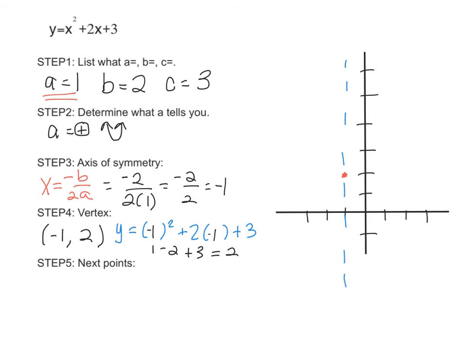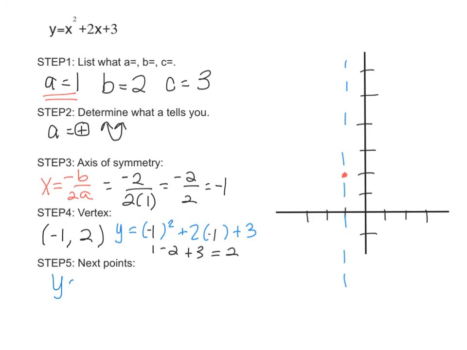We know that my graph needs to have half of the parabola on the left side and half of the parabola on the right side. So in order to do that, I need to pick a point that's either just to the left of the axis of symmetry or just to the right of the axis of symmetry. So that means I'm either picking negative 2 or 0 to plug back into my equation. In this case, I'm going to choose 0. I think 0 is going to be an easier number.